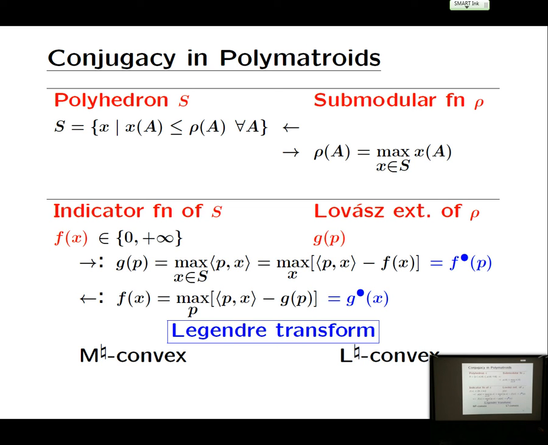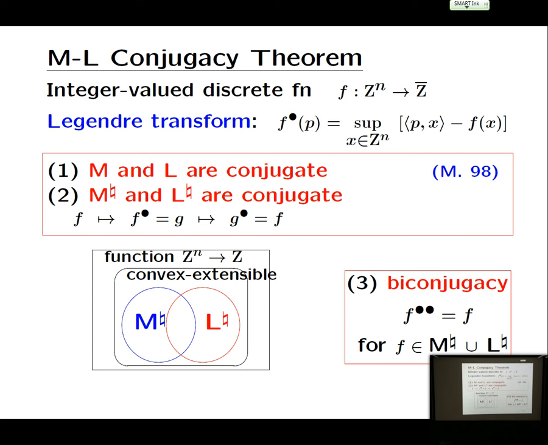For this polyhedron, we associate the indicator function of S, which takes 0 inside S and plus infinity outside S. And here we have a Lovász extension. And these two are related by that formula. So now we have conjugacy theorems for L and M-convex functions.